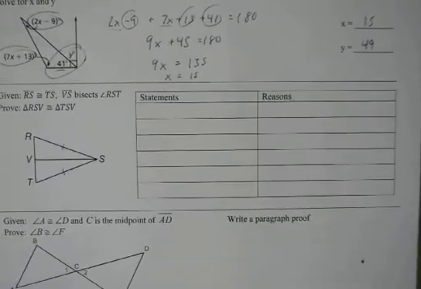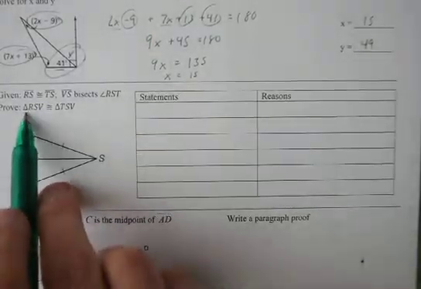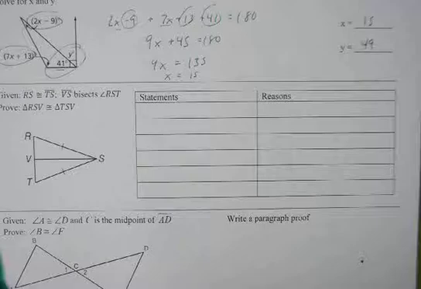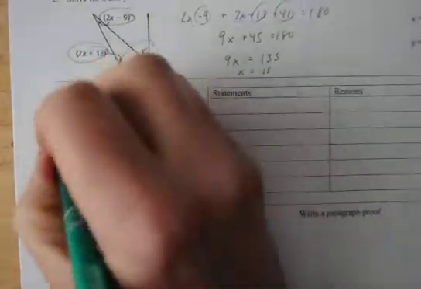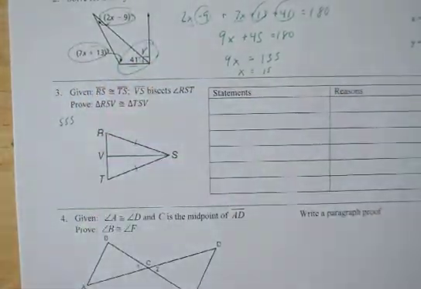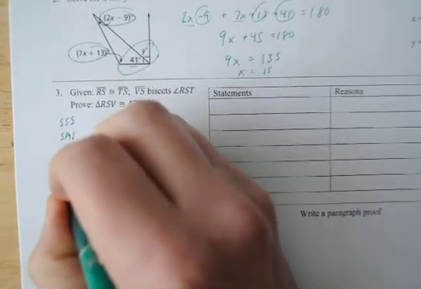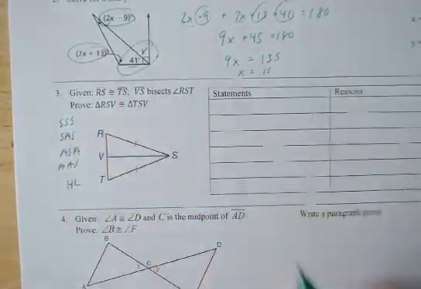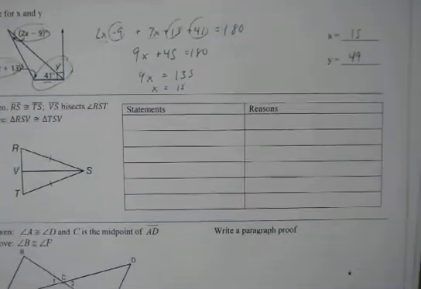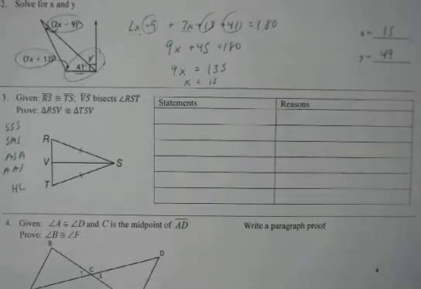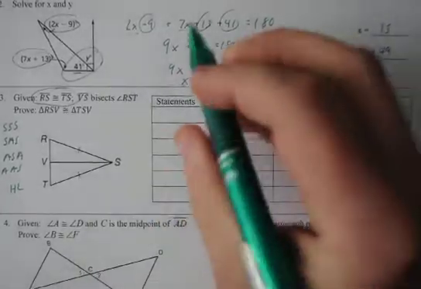Alright, number 3. We have two triangles, and we're trying to prove them congruent. There are several ways to do this. You have to look for evidence. You could do side, side, side; side, angle, side; angle, side, angle; or if it's a right triangle, if it says it's a right triangle, you can use hypotenuse leg. So here we go. Let's look for the evidence. Right off the bat, they give us a set of sides. So let's put that in there.